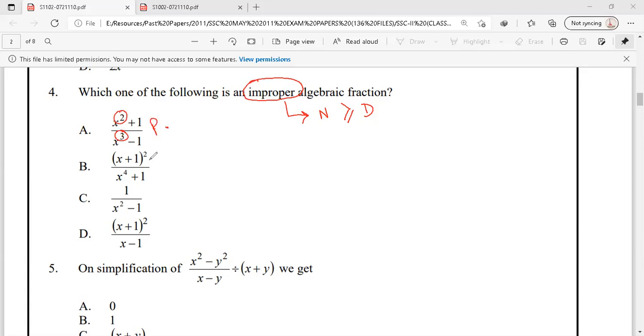This is a proper fraction. Similarly in the second option, if we break the perfect square, we will get power 2 and power 4 in the denominator. This is proper. Similarly here the power of x is 0 and here the power of x is 2. This is proper. So the correct answer is option D, in which the numerator has degree 2 and the denominator has degree 1.